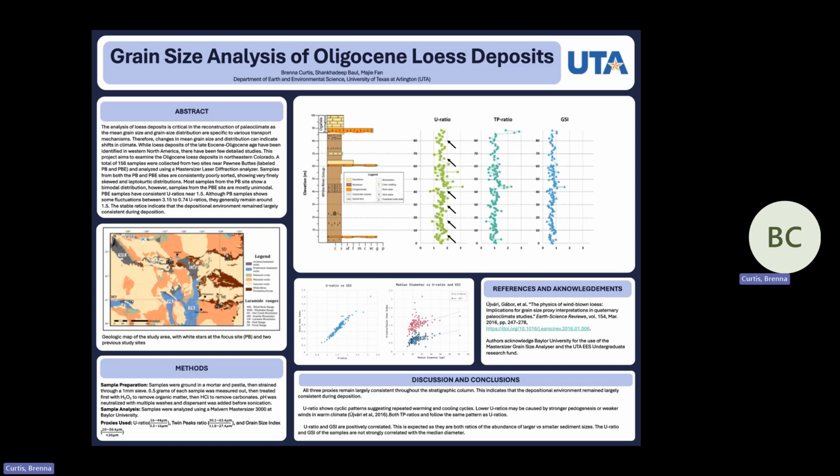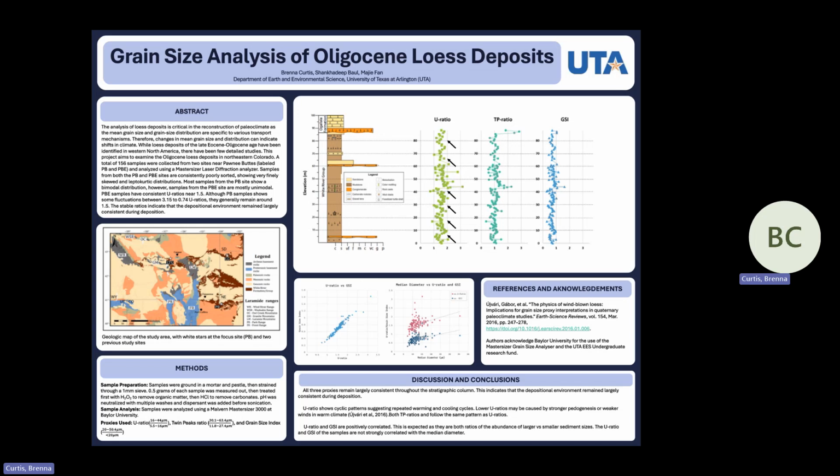This project aims to examine the Oligocene loess deposits in northeastern Colorado near Pawnee Buttes a little bit closer. Originally, samples were collected at two separate sites labeled PB and PBE. However, it was noted that they were in the same stratigraphic column and actually they overlapped. So for the purposes of this study, they were treated as one site.